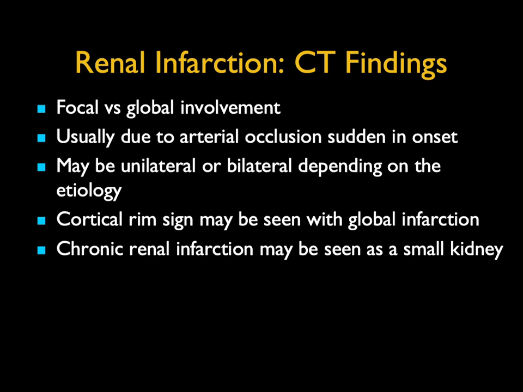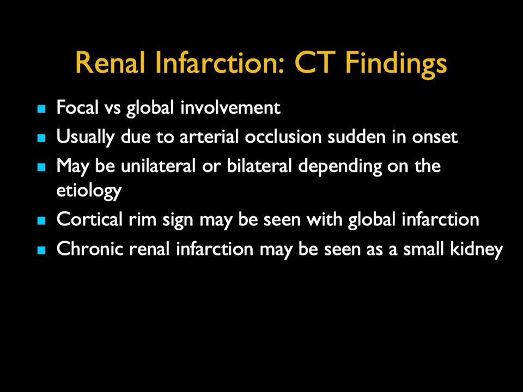Usually due to arterial occlusion, sudden in onset, and we can often see the clot within the renal artery. Can be unilateral or bilateral. Usually it's unilateral. We talk about a cortical rim sign of enhancement. That is in patients who have poor flow to the kidney. Often you have these capsular vessels that get flow through collaterals, and so you have the peripheral enhancement of the kidney, but you have nothing else.